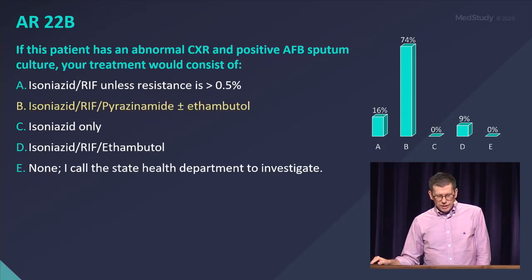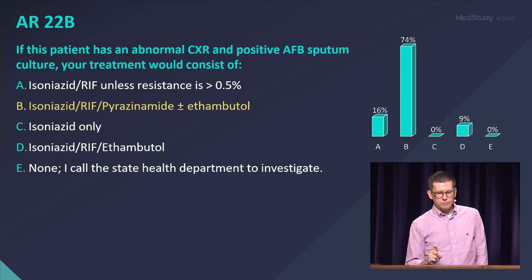So the answer is B, INH, rifampin, pyrazinamide, plus minus ethambutol, which most of y'all got, which is great. Again, we do multi-drug therapy for this, not just INH and rifampin. INH only would be for latent TB infection. We wouldn't do INH, rifampin, and ethambutol. We would need to add pyrazinamide into that.